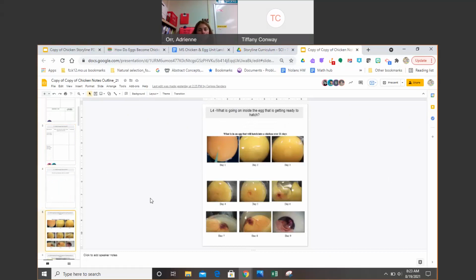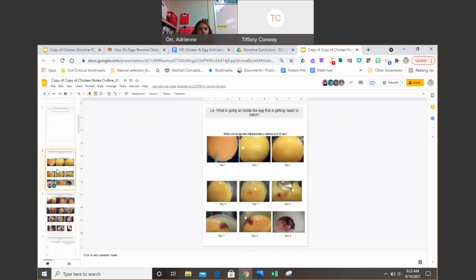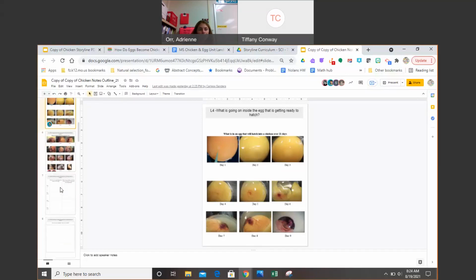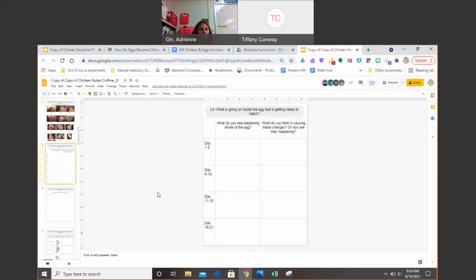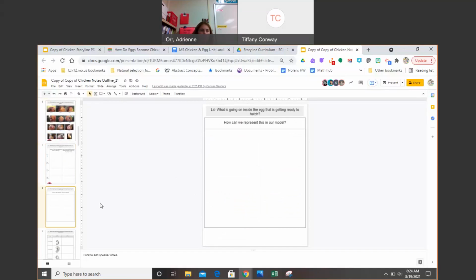Lesson 4, they start to look at the development, what's happening inside. So they're looking at these pictures, and this is where you have that opportunity to candle if you have the eggs, and show them because they can see the veins growing in those first 5 to 10 days. So they can start to see some of that just by looking at the egg. That's a chart for them to fill out as they do it. And then there's how can we do this in our model.